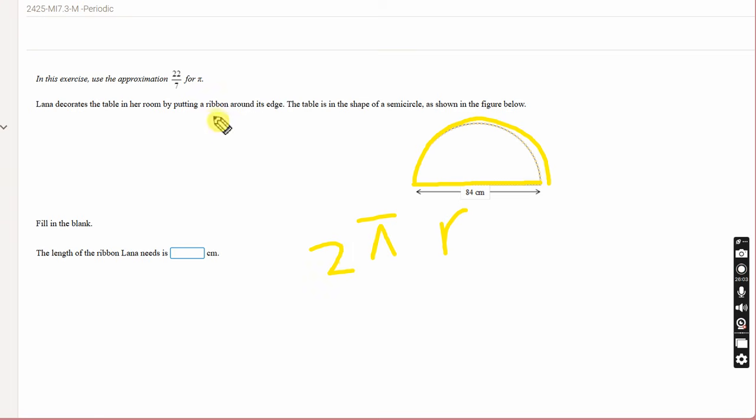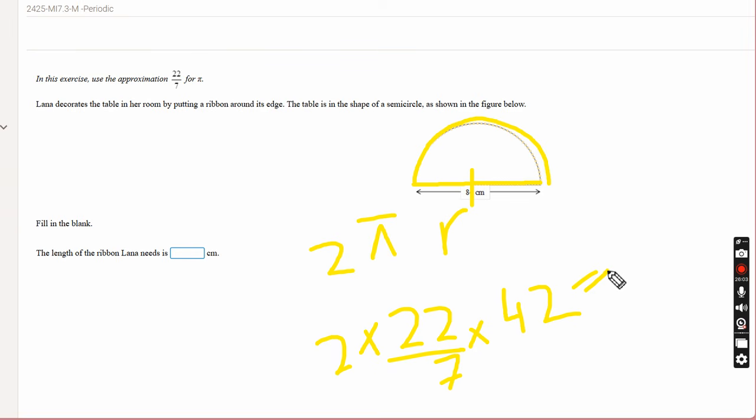So what is 2 pi r? The pi they have given you is 22 over 7. What is the radius? The radius is going to be half of this, right? Because it's extending from one point to the other. We don't want that. We only want half of that. So that's 42. Now times 2. Now remember, this formula, 2 pi r, is for the whole circle. You don't want the whole circle. You want half of it. So whatever answer you get here, you divide by 2.